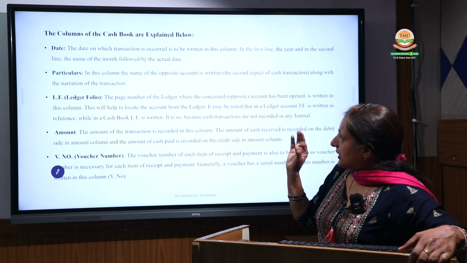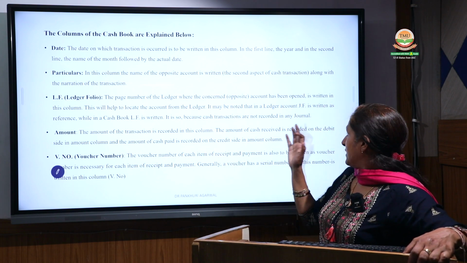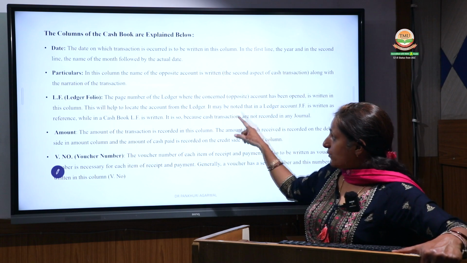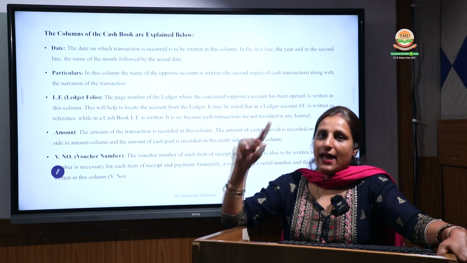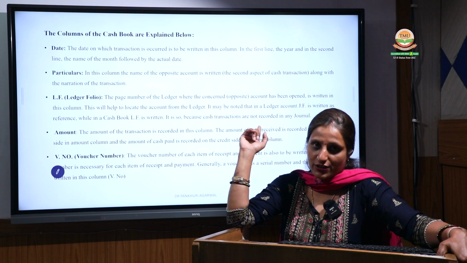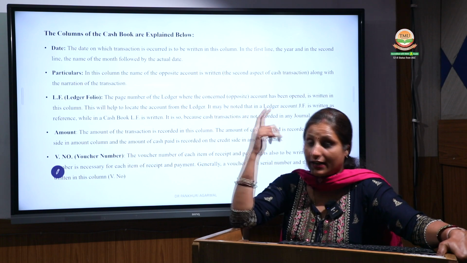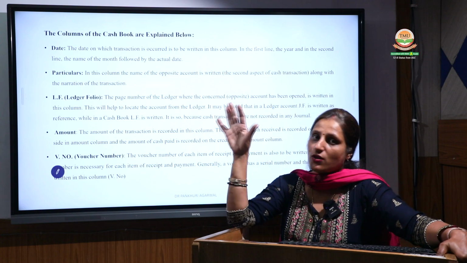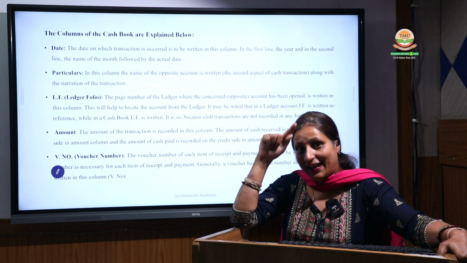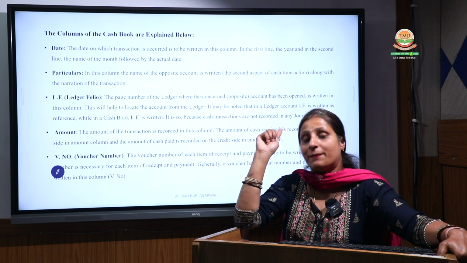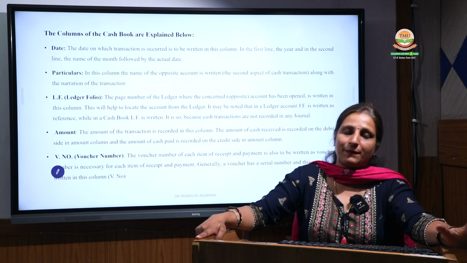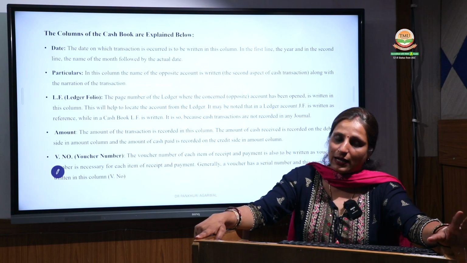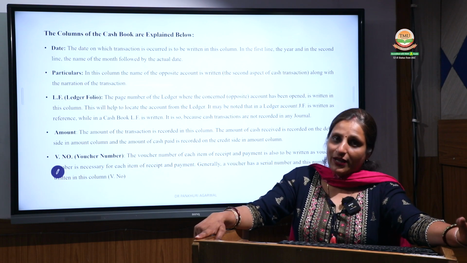Ledger folio. Ledger folio means a page number of the ledger. This account I have to verify. I have posted the entry in the cash book, one aspect, and now that entry is also posted in the ledger account. For example, if it is the entry of Suresh, then the Suresh account has also been prepared. Now that entry I have posted in the Suresh account. We have to make the ledger of Suresh.